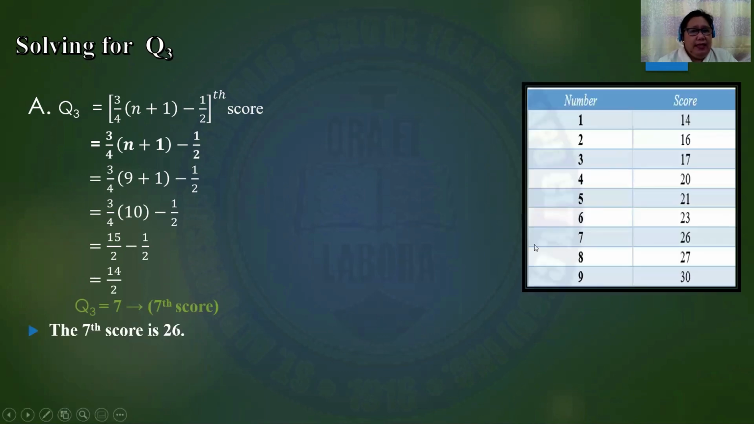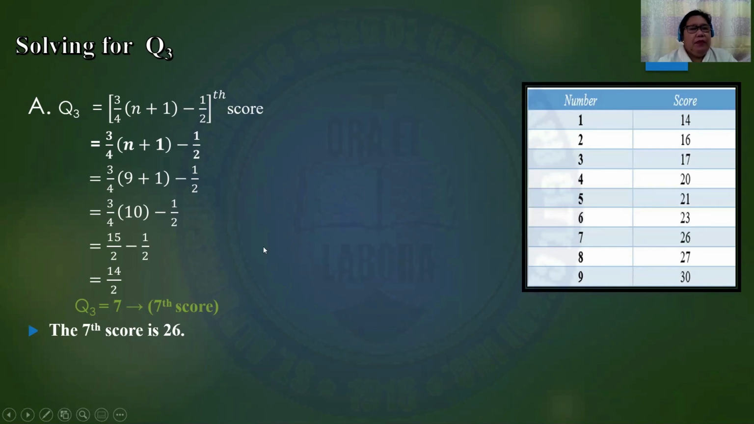And solving for Q3 or quartile 3 or third quartile, first we need to take the value of the quartile 3 using this formula, 3/4 of (n plus 1) minus 1/2. Then substitute 9 to n, then plus 1, it's 10. 3/4 of 10 minus 1/2. And it will give you 30 over 4, which can be reduced into 15 over 2. So 15 minus 1 is 14, then over 2, it's 7. We are looking for the 7th score. And the 7th score is 26.